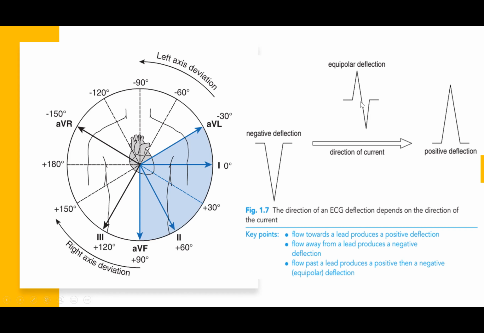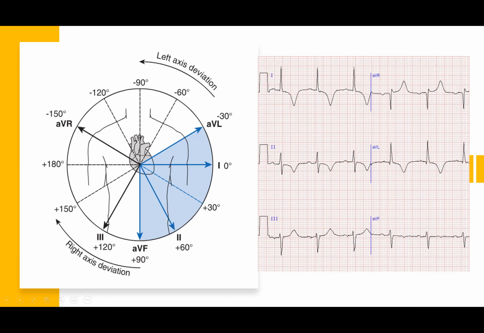And if there is a lead right in between, meaning 90 degrees away from the direction of the current, you will see it as an isobiphasic lead, meaning the same amount positive and the same amount negative. Okay, so this is just an example to tell you that axis-wise, obviously there are T-wave inversions here, but I just want you to look at the axis so you can see that lead 2 is pretty much isobiphasic. Okay, so that means equally positive and negative.